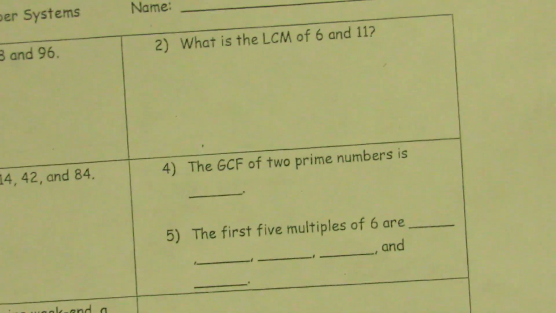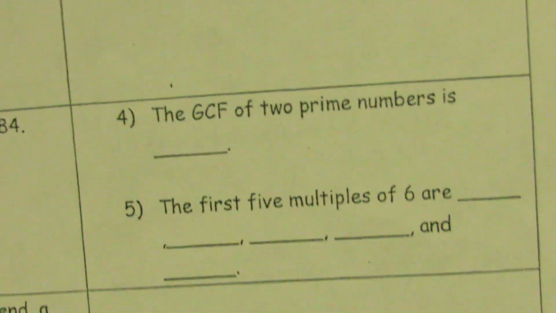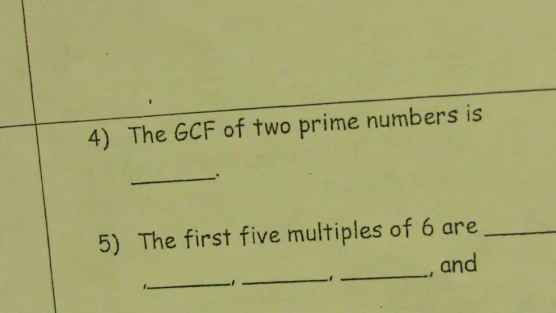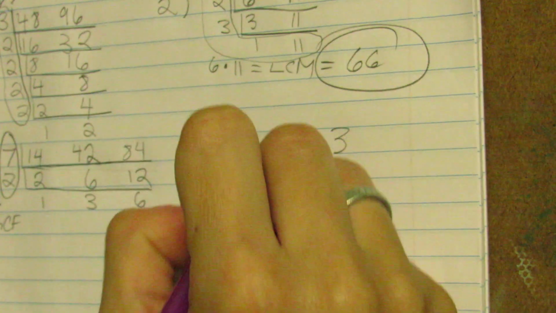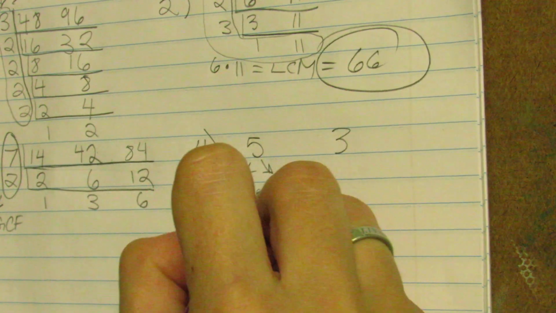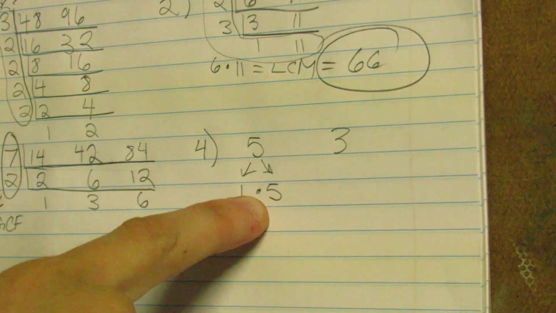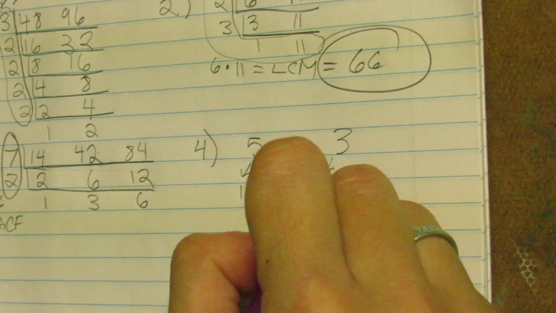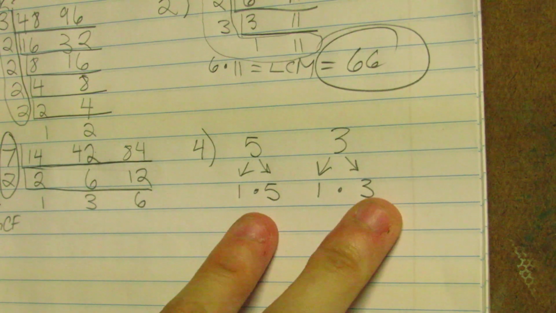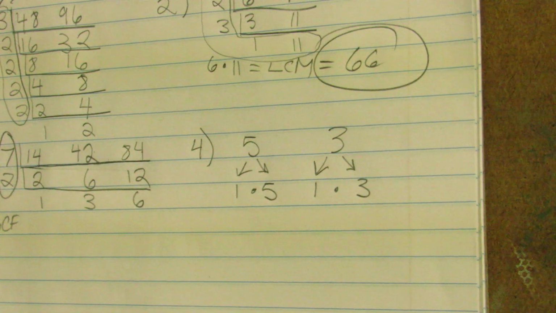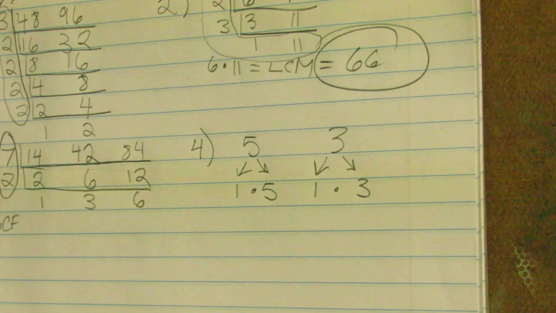All right, number 4, let's read that together. The greatest common factor of 2 prime numbers is 1. Remember, a prime number is the number times 1. So for example, 5 and 3. You can only get 5 by doing 1 times 5, right? That's a multiplication sign, please remember that. And 3, you can only get it by doing 1 times 3. So their greatest common factor is 1. Cool, huh? All right, moving on.